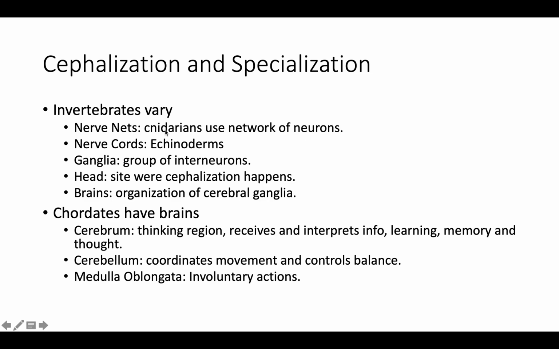Okay, and these are going to pretty much just fire all the time. You have nerve cords, which are seen in echinoderms, starfish, things like that. You have different ganglia here, which are just these interconnections of a group of interneurons. This is kind of a brain, but it's different in invertebrates. It's going to be spread out a little bit. You have a head where that cephalization is going to happen, and then eventually you have some that have brains.